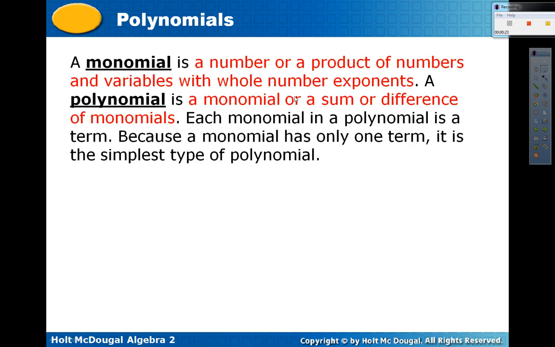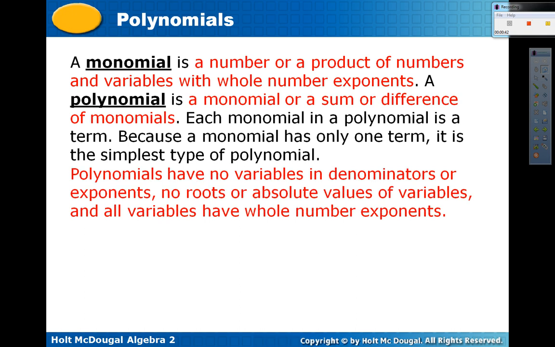Alright, a monomial is a number or a product of numbers and variables with whole number exponents. A polynomial is a monomial or a sum or difference of monomials. Each monomial in a polynomial is a term. Because a monomial has only one term, it is the simplest type of polynomial. Now, polynomials have no variables in the denominators or exponents, no roots or absolute values of variables, and all variables have whole number exponents. Here are some examples of polynomials.